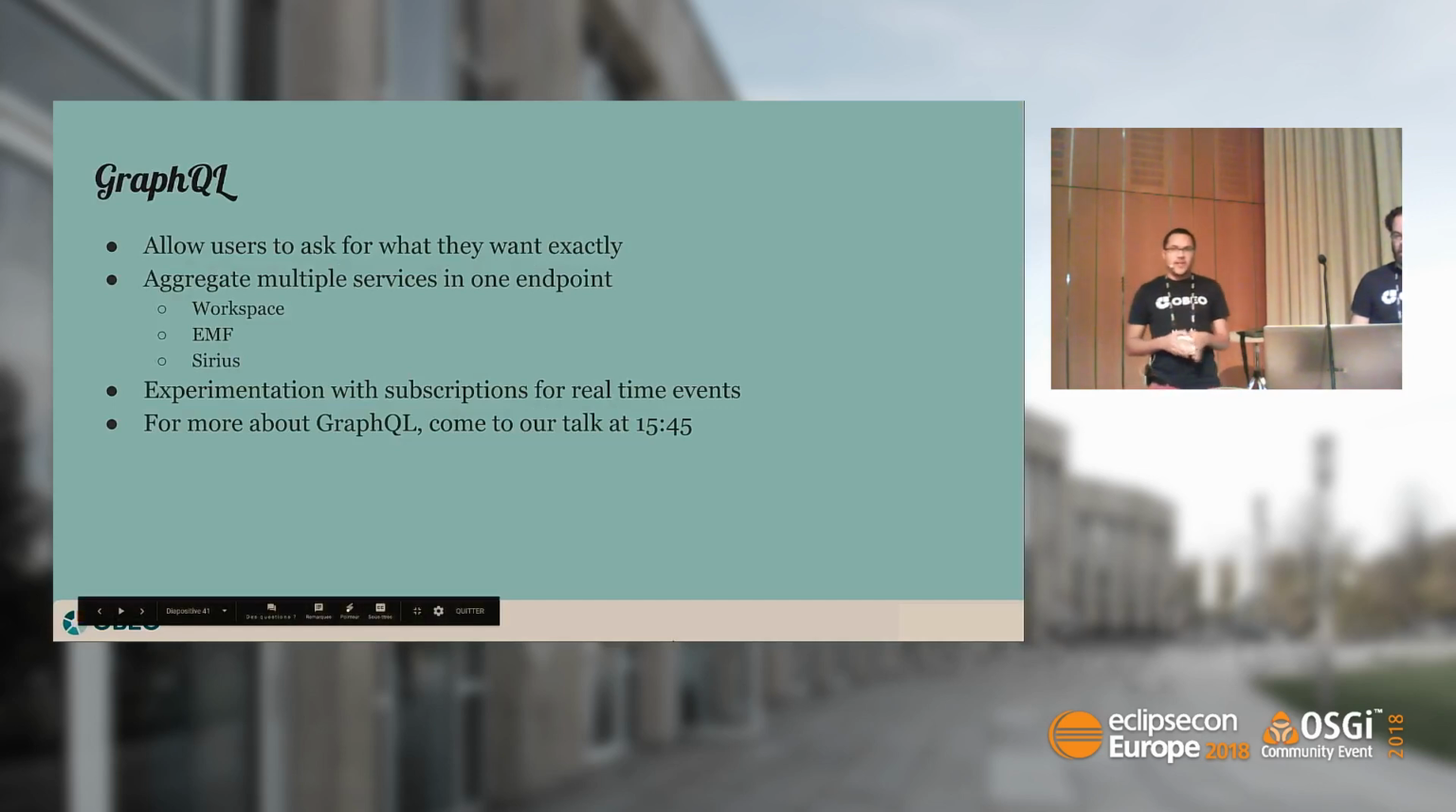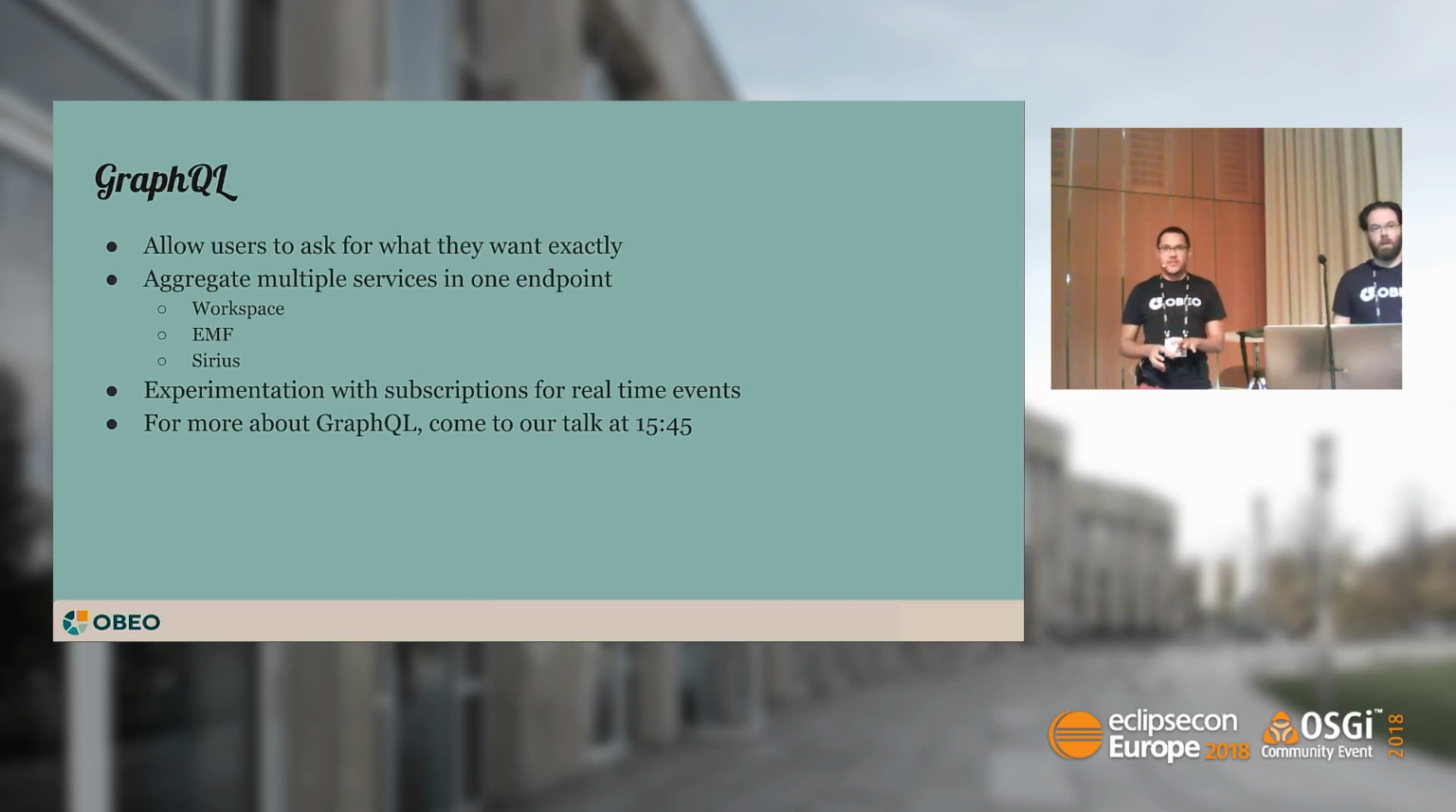So GraphQL allows our users to ask exactly what they need from our HTTP API, and they will receive just that. It also allows us to aggregate multiple services in one endpoint. So right now we have services to retrieve information from the workspace, the available projects, the folders and files that are inside of those projects. We can also retrieve some information from EMF, like the state of the package registry. And we're also providing information from Sirius, the activated viewpoints or representations available. You can create new representations thanks to the HTTP API.